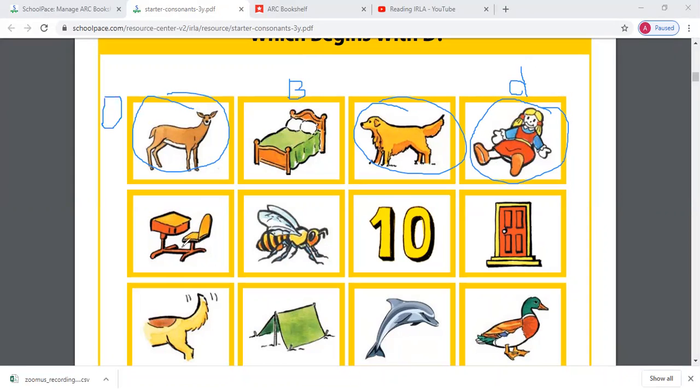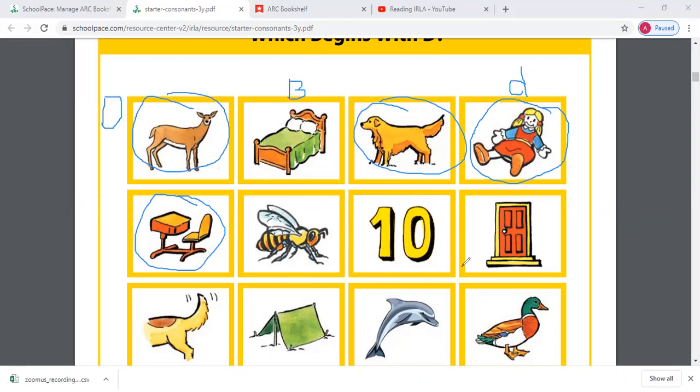All right, let's move down to this next picture. This is a picture of a desk. Does desk start with the letter D? Yes, it does. The word desk begins with the letter D, and the beginning consonant sound is d, d, d. All right, let's move on to the next one. What animal is this right here? A bee. Does that start with the letter D? No, it does not. Great job. That starts with the letter B. That does not start with the letter D.